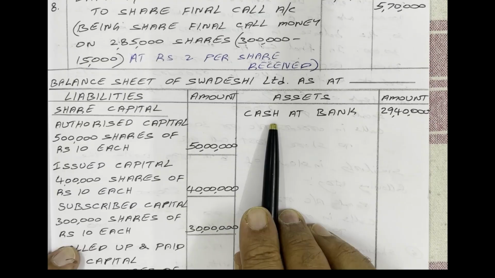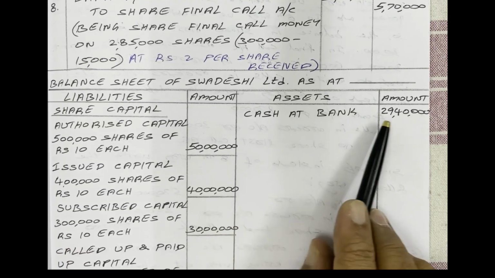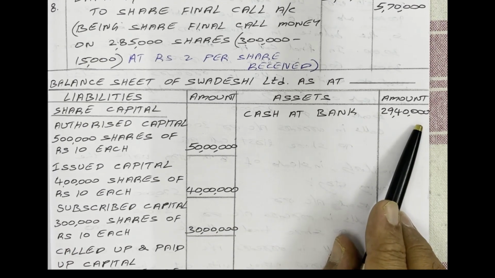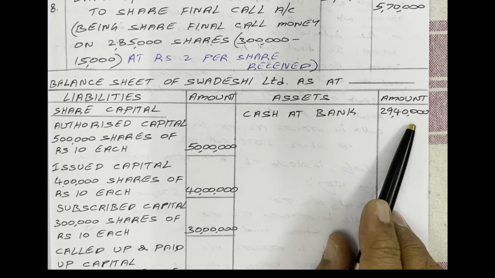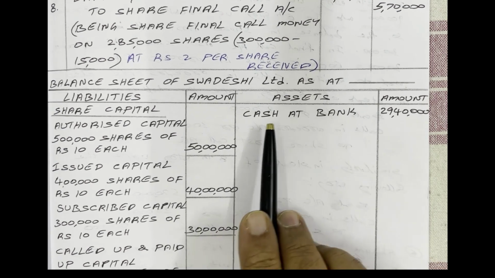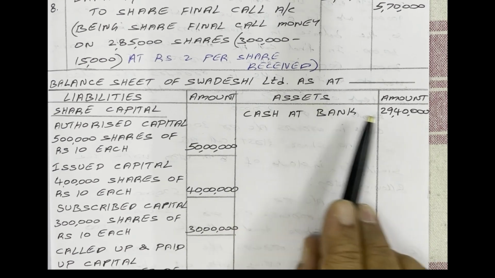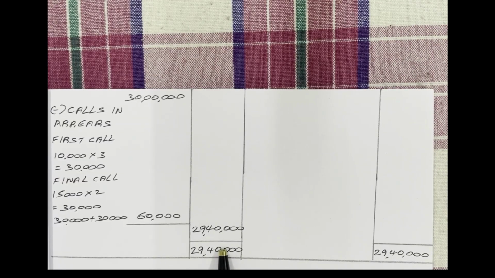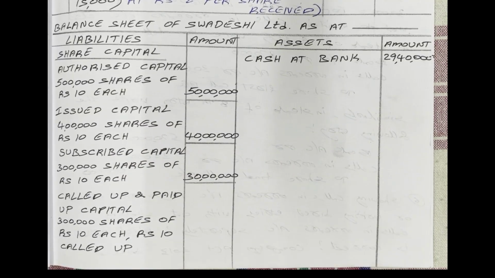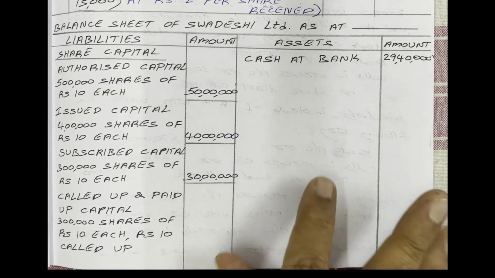And the asset side. So finally, paid up capital amount 29,40,000 rupees came now. Our assumption is applicants deposited that money in our bank account. Therefore, cash at bank under the asset side you have to show with 29,40,000 rupees. Finally, liability side and asset side total is the same, 29,40,000. So take a screenshot of the balance sheet. Continuation.